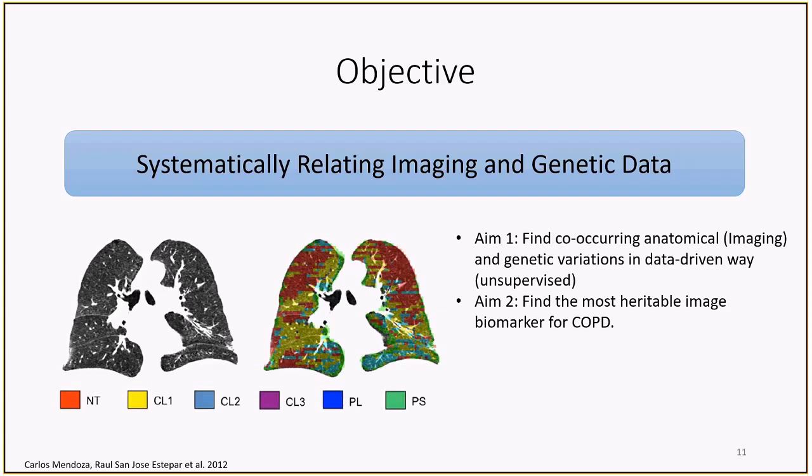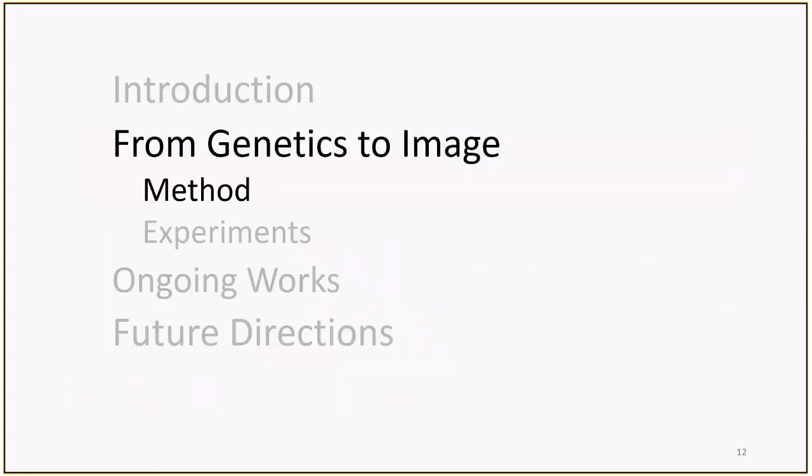The second aim is to come up with better imaging biomarkers that explain heritability aspects of the disease. Aim three is basically using this information, bringing it back to the genetics, and finding new loci. I'm going to talk mostly about aim one and show you a little bit of the results of aims two and three. So I'm going to go over a method. The next few slides are going to be a little bit mathematical given my background, but we'll go back to exciting things after that.